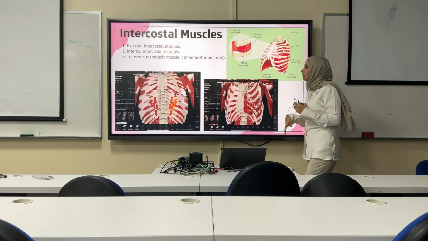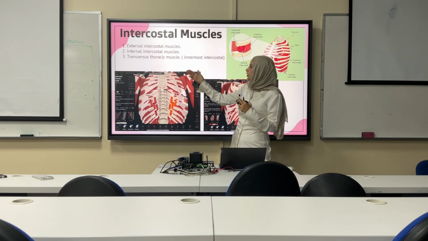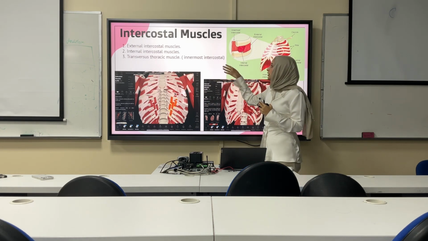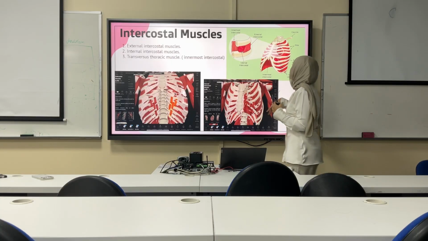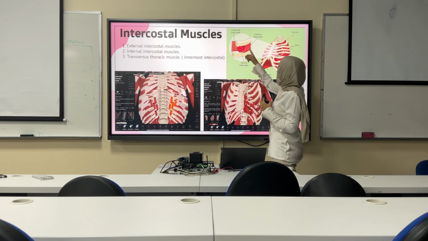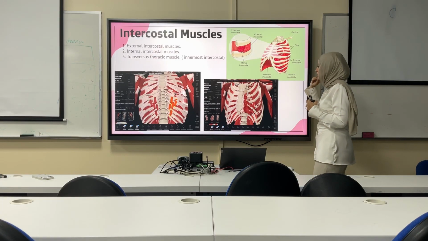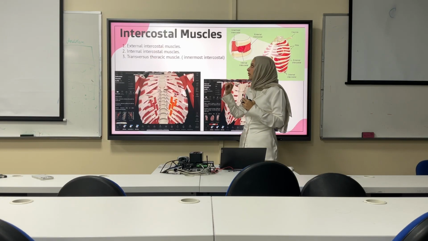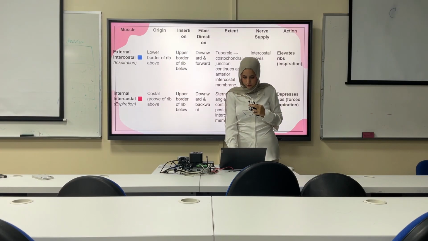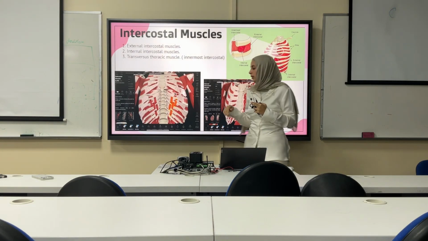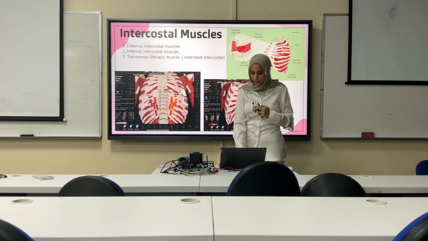Anyway, intercostal muscles. We have external, internal, and transversus thoracis or innermost intercostal, interchangeable names. As you can see here, we have external, internal, innermost. What else? I want to show you. Okay, now I'm going to explain in more detail. I'm going to go through it and then come back to the picture to show you.